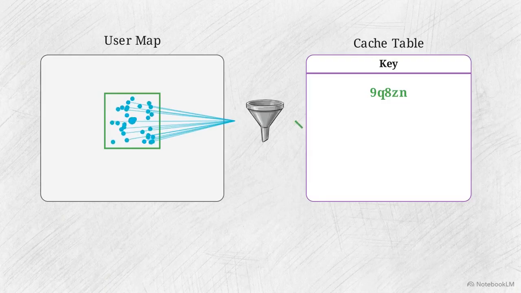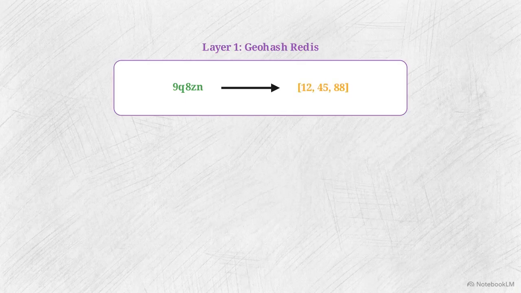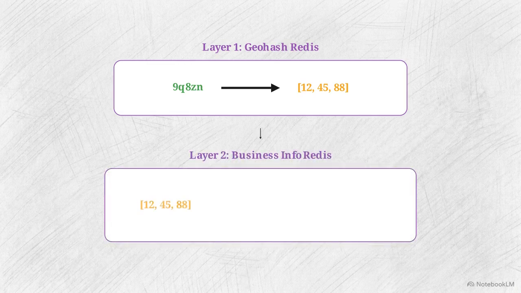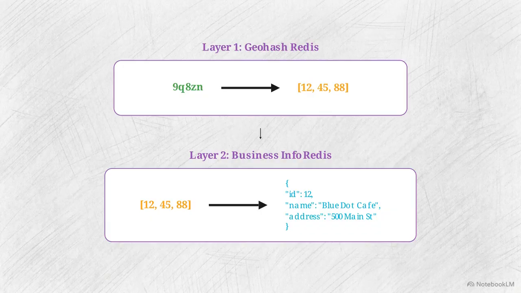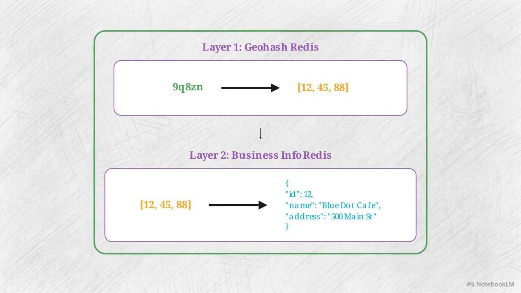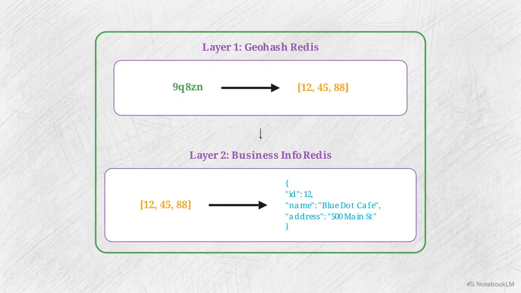We deploy a dual-tier Redis architecture. The first cache layer maps the geohash string to an array of business IDs within that grid. The application then takes those IDs and hits the second cache layer, which returns the fully hydrated JSON profiles for those specific businesses. By decoupling the spatial index from the business data, the system can serve detailed location results instantly from memory, bypassing the heavy database cluster almost entirely for read operations.